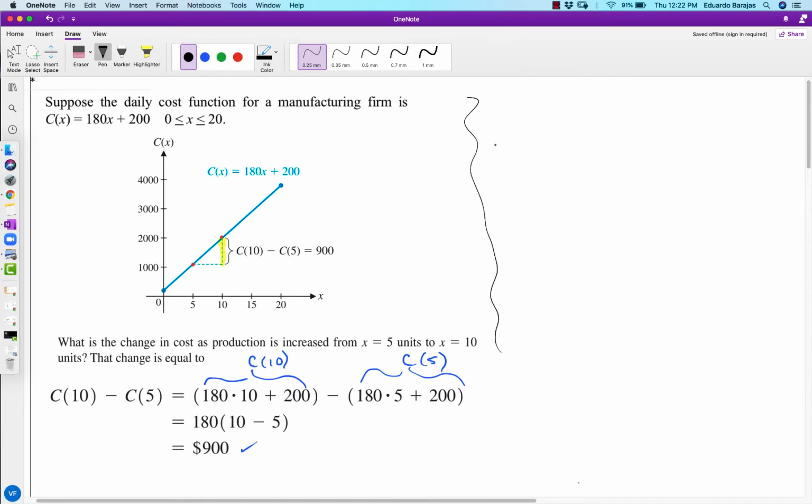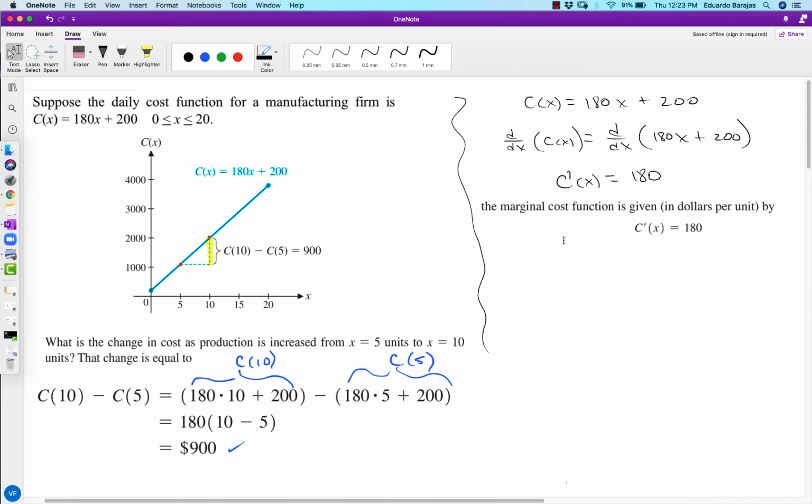Now let's think about the marginal cost. Given that the cost function is equal to 180x plus 200, we know that the derivative of this function, d/dx of the cost function, is equal to d/dx of 180x plus 200, which gives me that c prime of x is equal to 180. In other words, the marginal cost function c prime of x is equal to 180.